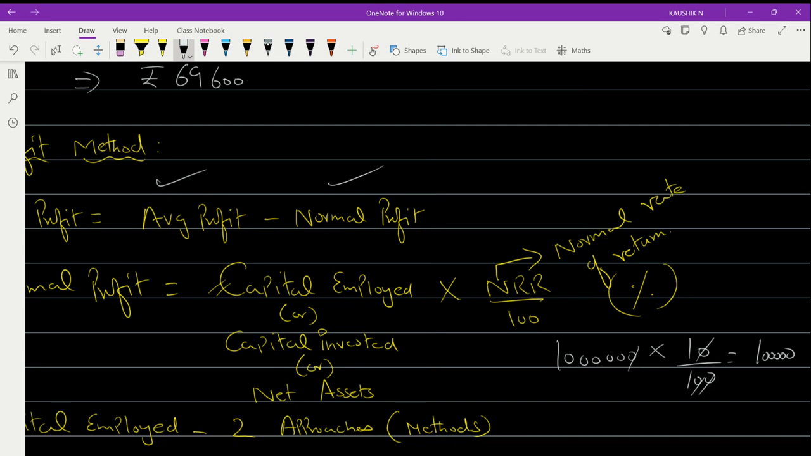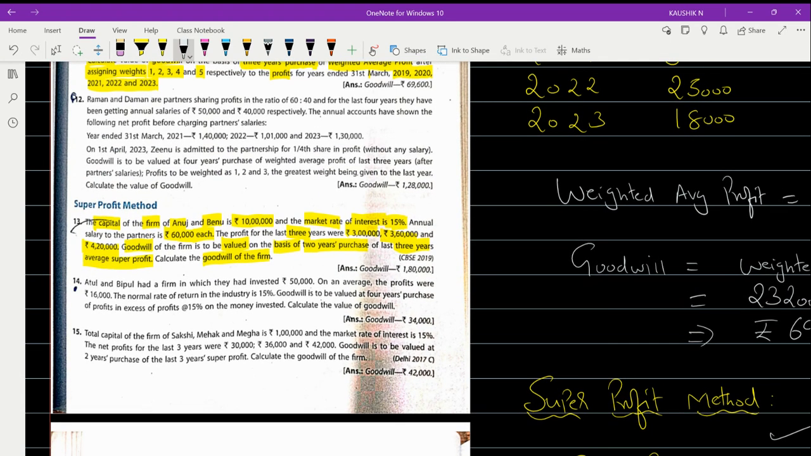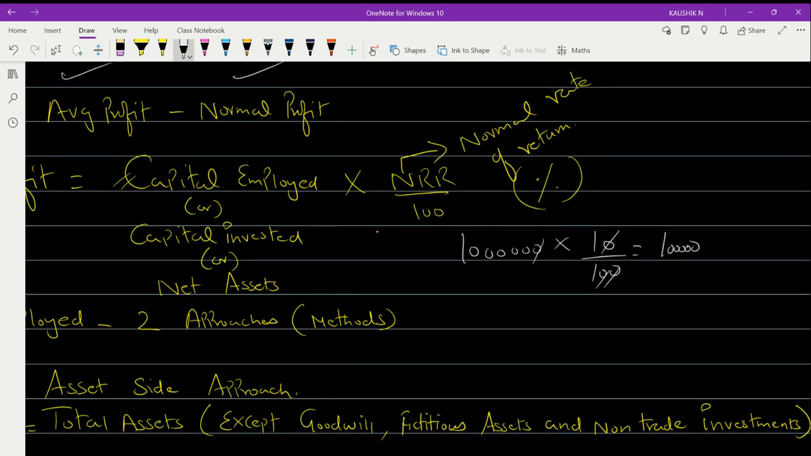சார் NRR 15 கொடுத்துருக்கு. ஓ சாரி, ஓகே. So 15 by 100, then there will be a change. Two common zeros are cancelled from here. So you have got how much? 10,000 into 15. When you multiply 10,000 into 15, you'll get 1,50,000.